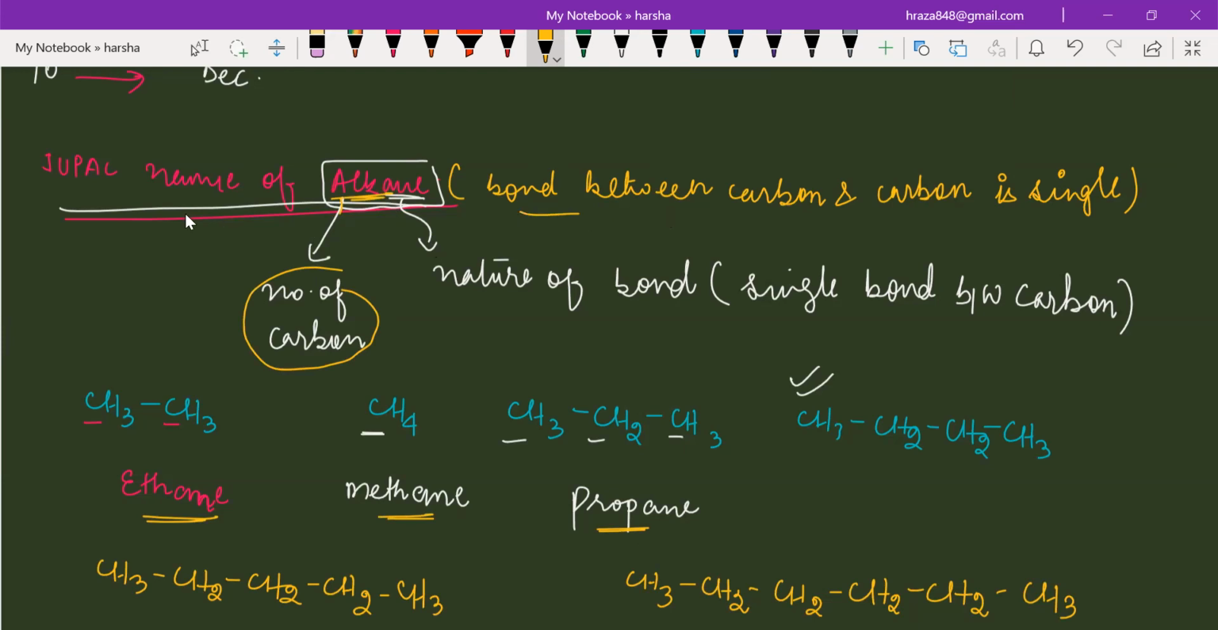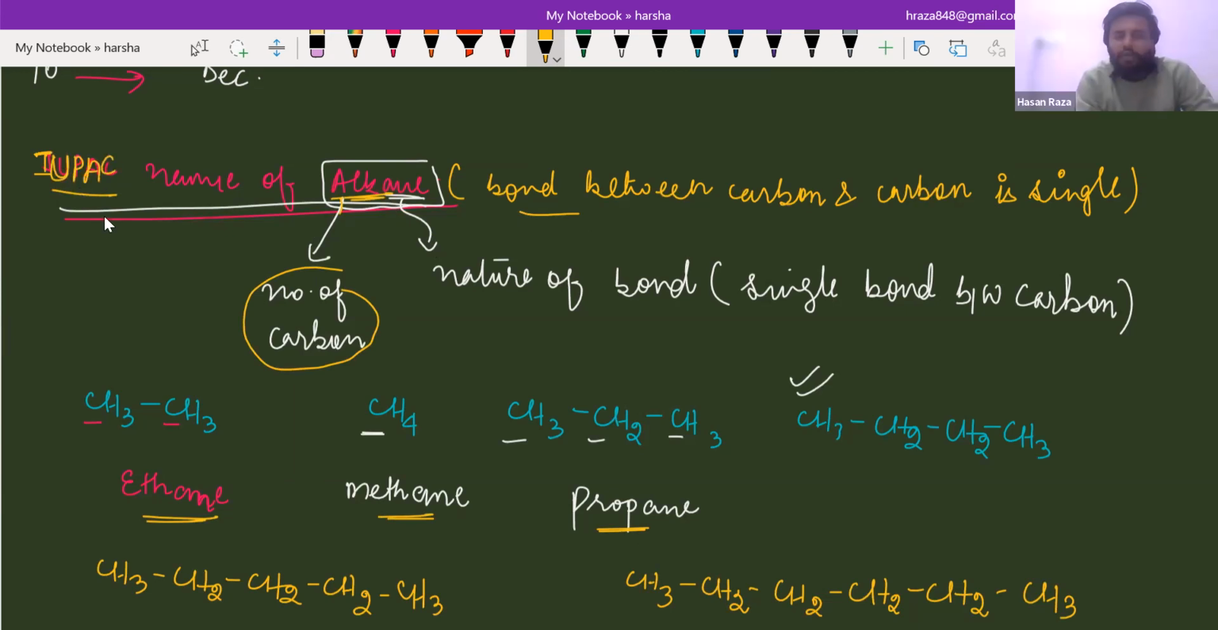Before the name, IUPAC. IUPAC stands for International Union of Pure and Applied Chemistry. That is a union on an international level.